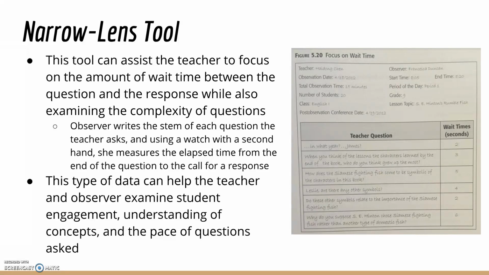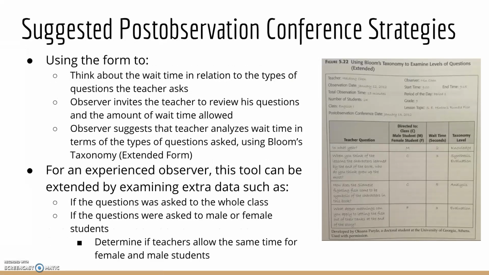The type of data that they collect can help the teacher and observer examine student engagement and the understanding of concepts as well as the pace of questions asked. Suggested post-observation conference strategies include thinking about the wait time in relation to the types of questions the teacher asks. Moreover, the observer should invite the teacher to review his questions and to analyze their wait time in terms of the types of questions asked, using Bloom's taxonomy.